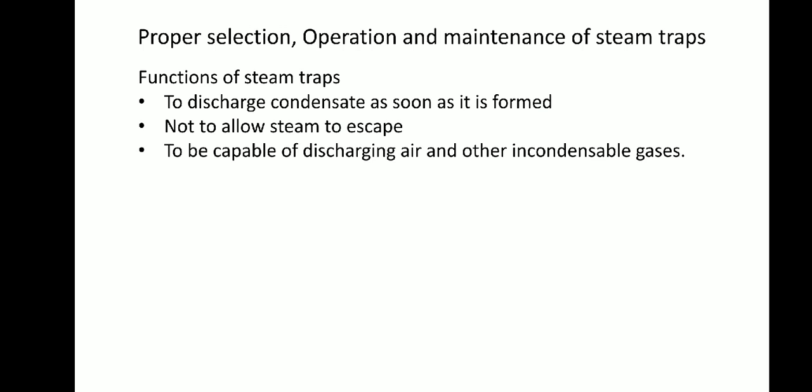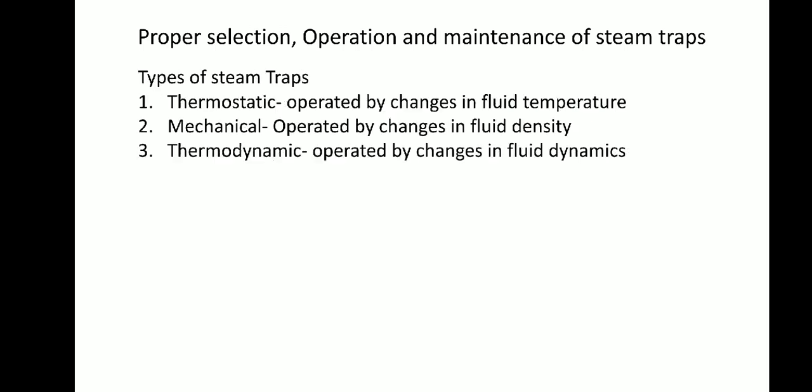A steam trap is a valve device that discharges condensate and air from the line or piece of equipment without discharging the steam. Then the functions of steam traps. There are three important functions of steam traps. One is to discharge condensate as soon as it is formed, second, not to allow steam to escape, and third, to be capable of discharging air and other non-condensable gases. Then types of steam traps. There are three basic types of steam traps into which all variants fall. All three are classified by international standards.